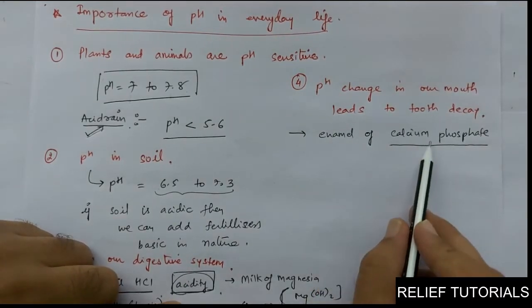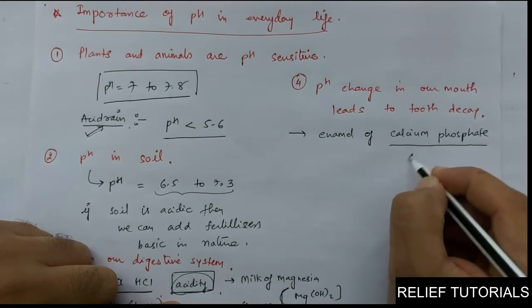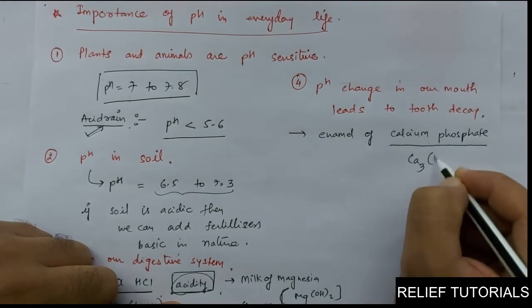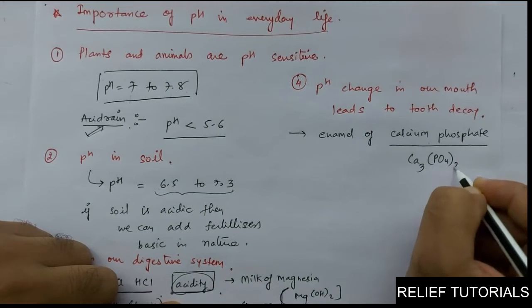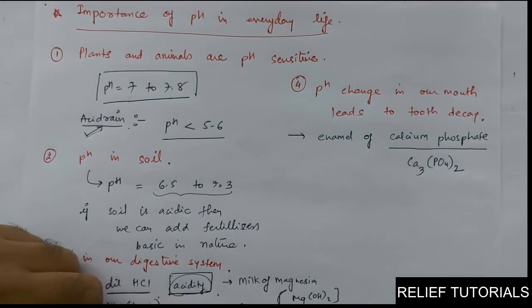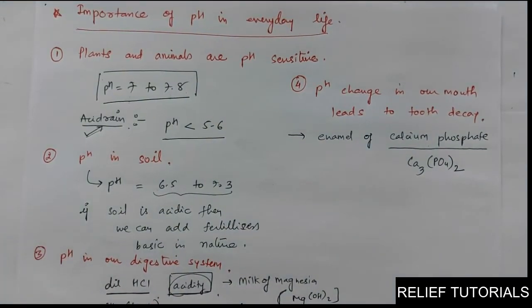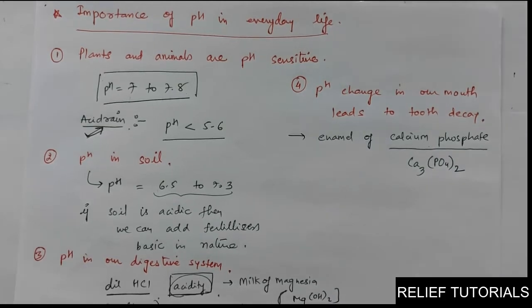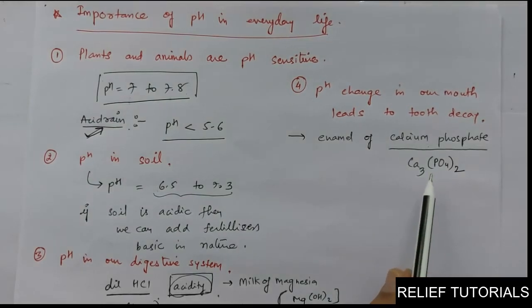But this calcium phosphate layer can be corroded by acidic substances. Calcium phosphate has the formula Ca3(PO4)2. This layer is present on your teeth. This enamel cannot be easily corroded by any other substance, but it can be easily corroded by acidic substances.